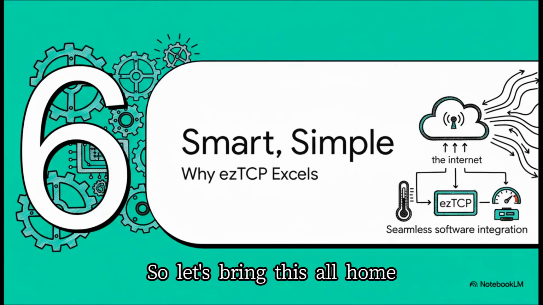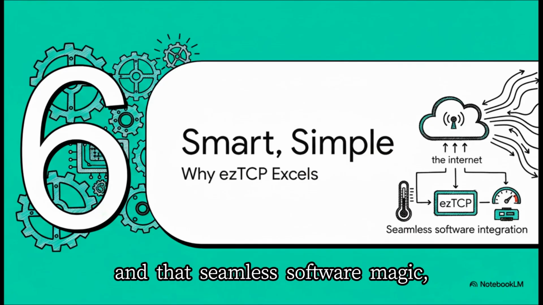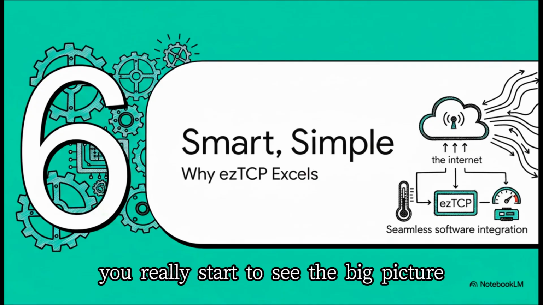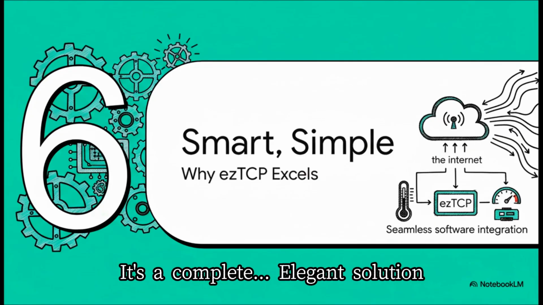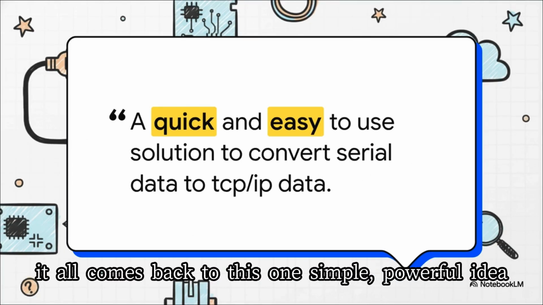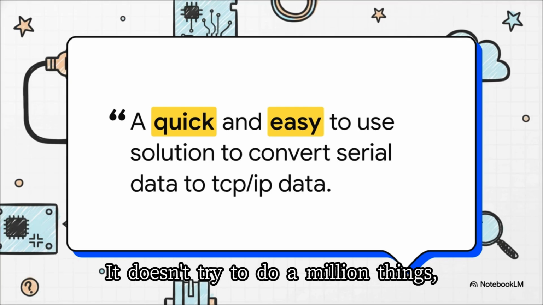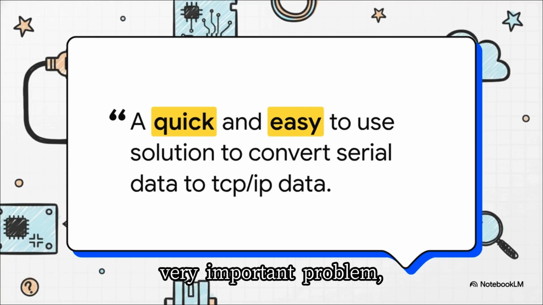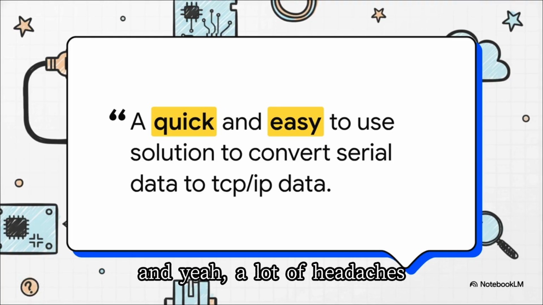So let's bring this all home in our final section. When you put it all together, the flexible hardware, the new internet capabilities, and that seamless software magic, you really start to see the big picture. You see why this isn't just a product. It's a complete, elegant solution to a very common problem. At the end of the day, it all comes back to this one simple, powerful idea. This is a quick and easy-to-use solution. It doesn't try to do a million things. It solves one very specific, very important problem, and it does it so well that it saves developers a ton of time, money, and yeah, a lot of headaches.